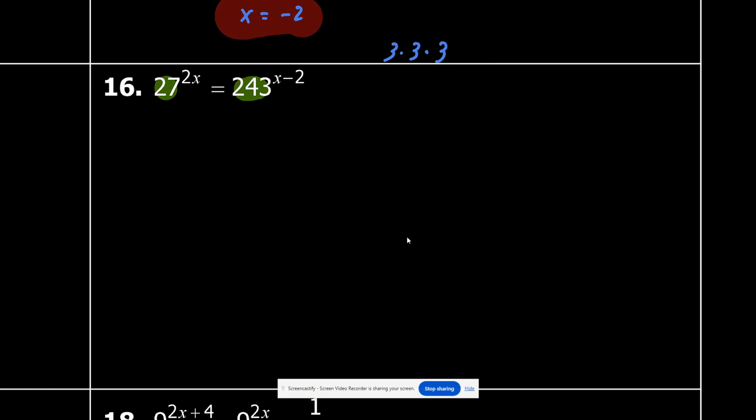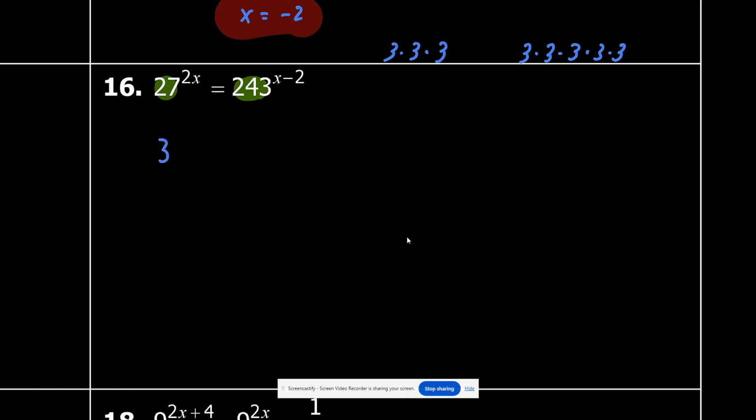Let's check 243 before we get too far in front of us. Again, 3 times 3 is 9. 9 times 3 is 27. 27 times 3 is 81. We did that earlier. How about 81 times 3? There it is, 243. So sure enough, 3 is the one that we can use as the base of both 27 and 243. So first, let's do 27.